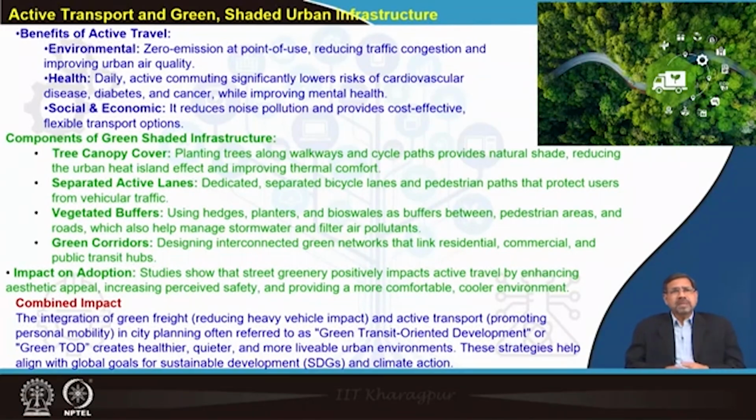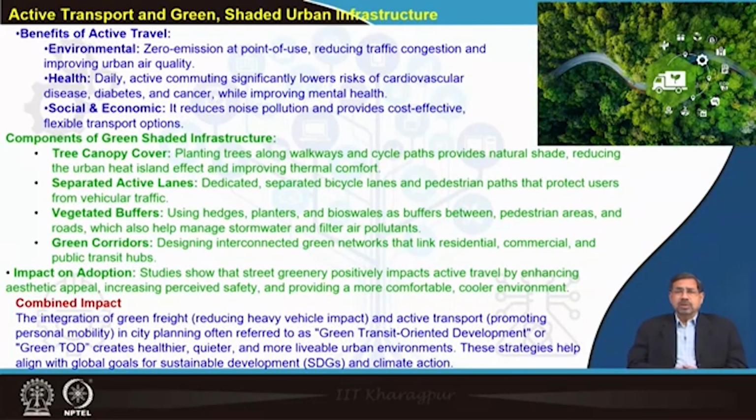Now, the next is what are the components? We all know the components in terms of green shaded infrastructure. They are the tree canopy cover and the separated active lanes. If you come out with dedicated and separated bicycle lanes, as many developed countries have, separate lanes for the bicycle and for the pedestrians, that encourages cyclists and pedestrians to go for cycling or go for a walk, because it gives a buffer and you avoid the vehicular traffic.